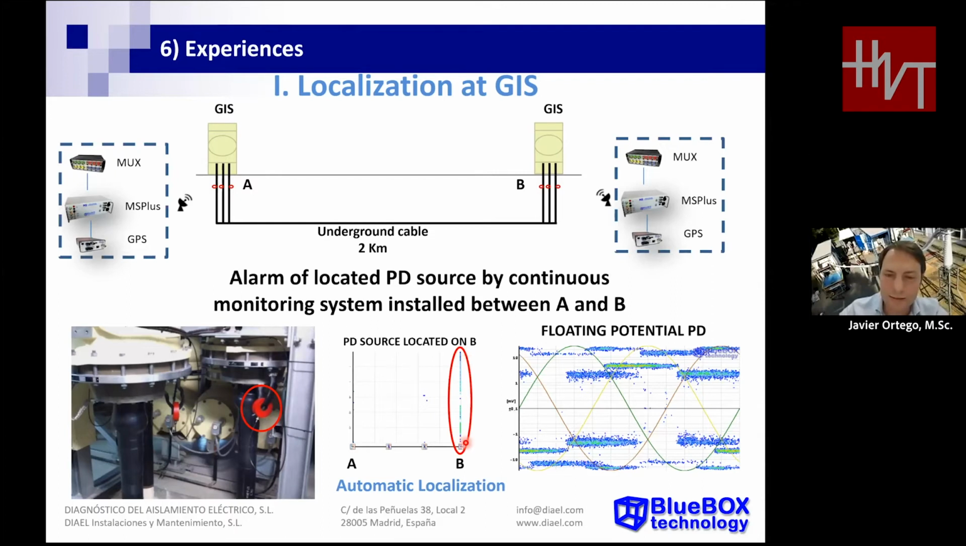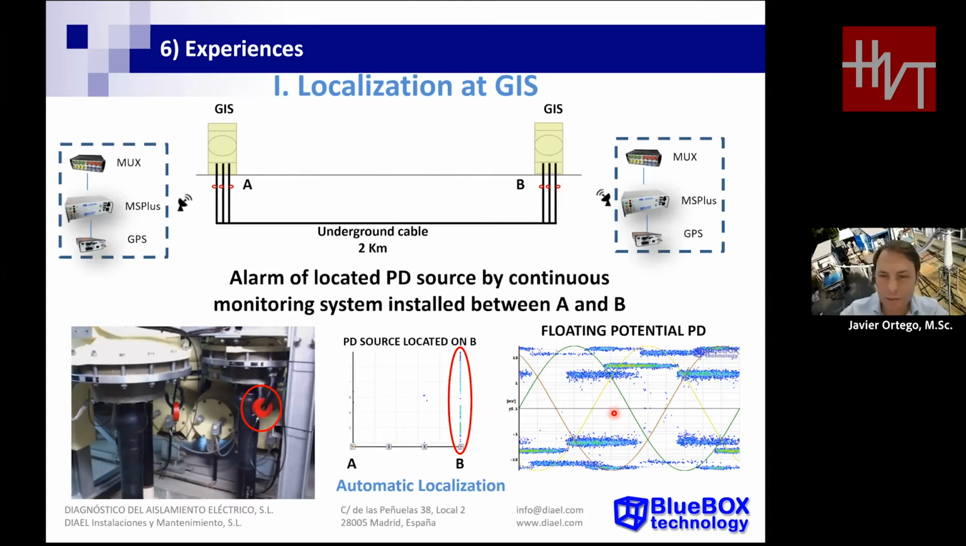So we have some concentration at the position of substation B, and when we analyze this PD activity located at substation B during several days, we identify several PD patterns of floating potential. In this picture, we can see that there are several floating potentials. A typical floating potential is one cloud very flat on the positive semi-period, and another cloud very flat in the opposite semi-period. So when we have several clouds like this, it's because we have several PD phenomena with floating potential.